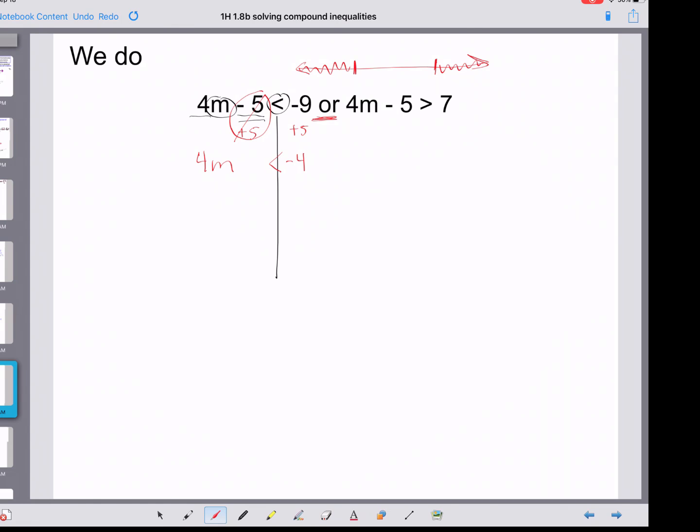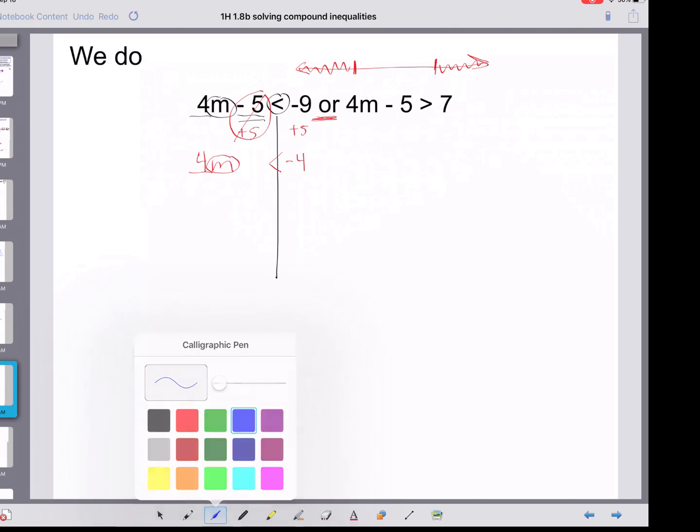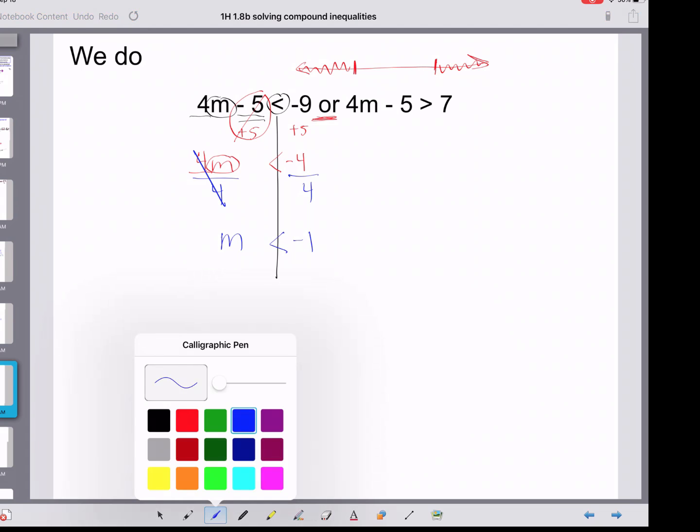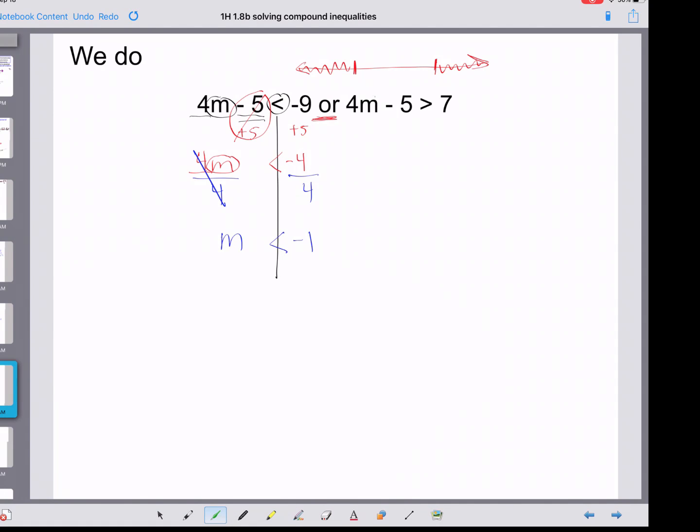And then lastly, we're still trying to get that m alone. We need to get rid of the coefficient, and the way that we get rid of coefficients is divide by 4. 4's will cancel and leave me with m is less than, negative 4 divided by 4 is negative 1. That's part of it. Okay, let's go over to the right-hand side now and solve for m.